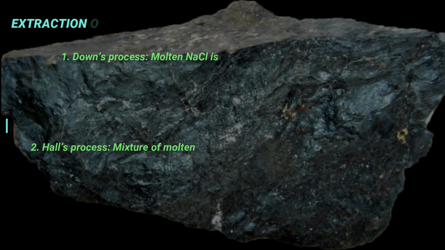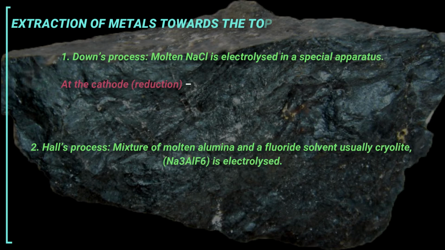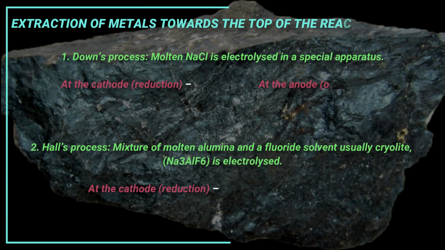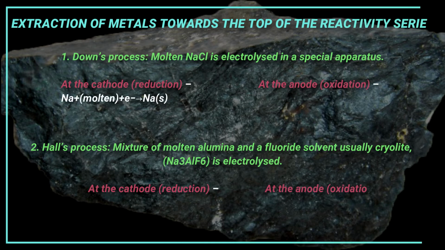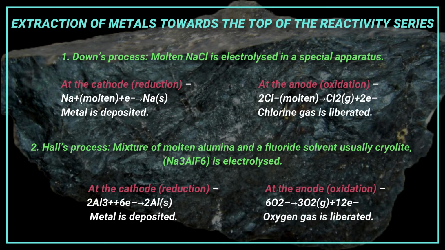Extraction of metals towards the top of the reactivity series. Electrolytic reduction. 1. Downs process. Molten NaCl is electrolyzed in a special apparatus. At the cathode, reduction: Na⁺ + e⁻ gives Na. Metal is deposited. At the anode, oxidation: 2Cl⁻ gives Cl₂ + 2e⁻. Chlorine gas is liberated.